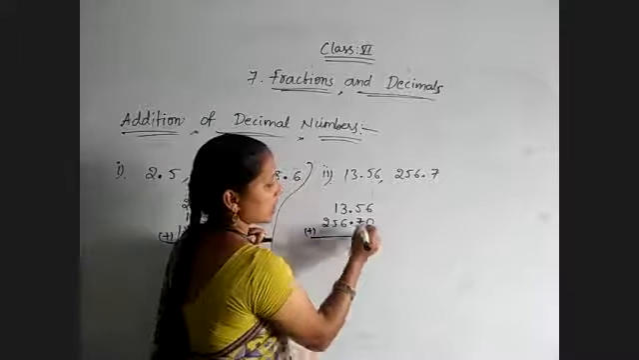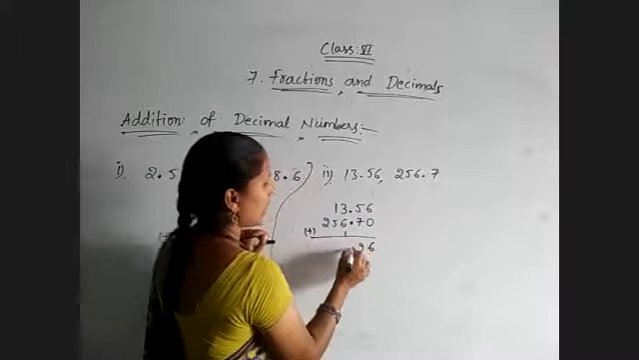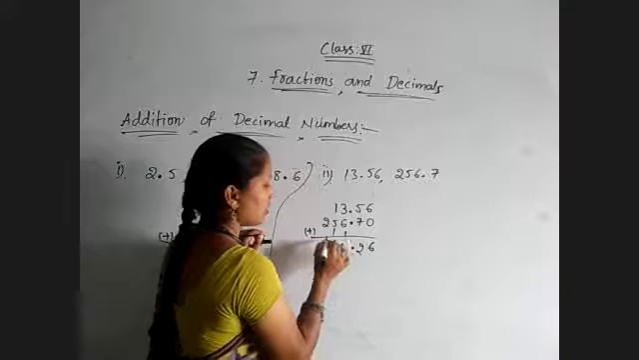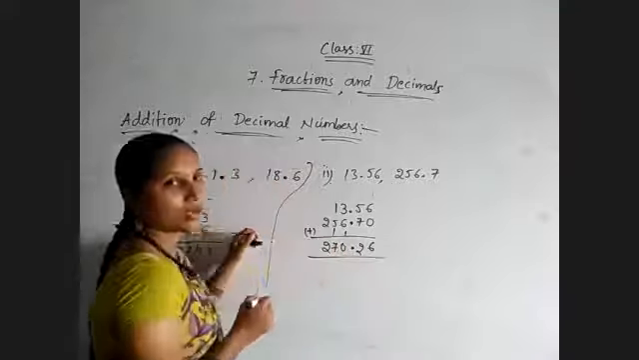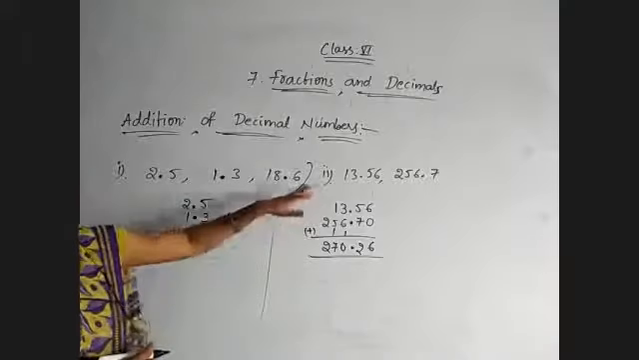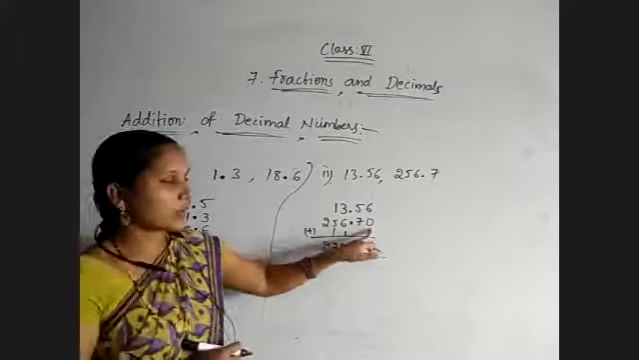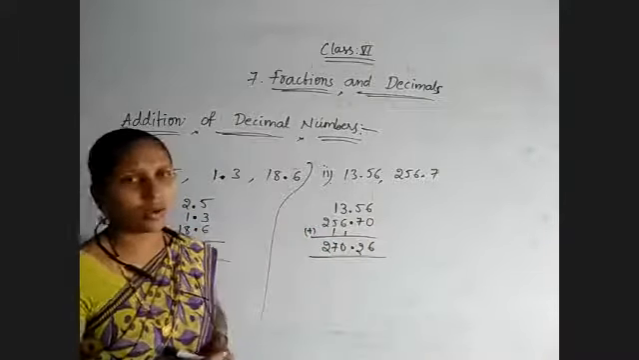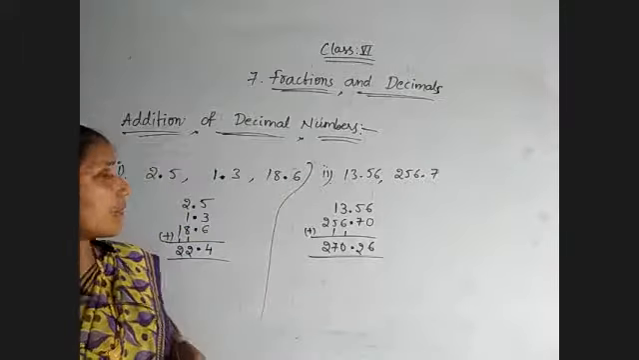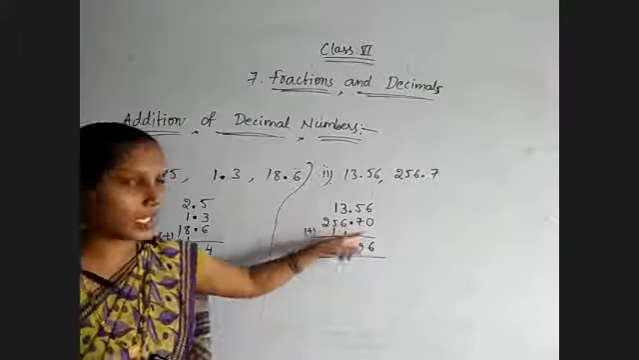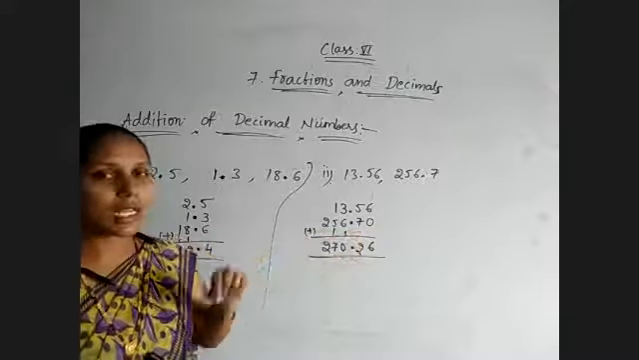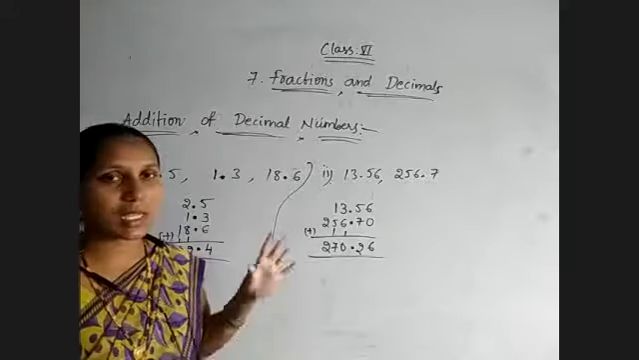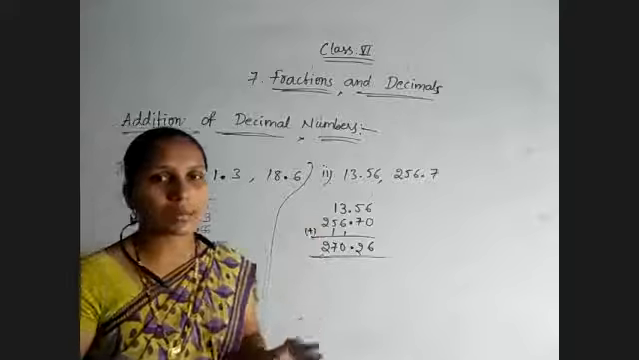6 plus 0, 6. 5 plus 7 is 12. So 2 will come here and carry 1, and point. So 3 plus 6 plus 1, 10. And 1 plus 5 plus 1, 7. And 2. 270.26 is the sum of those two numbers. But if those are unlike, there is no problem. Just we will put 0 for conversion of unlike decimals to like decimals. Okay. Next we will see subtraction. See here, if you are not converting unlike decimals, there is no problem in addition. But in case of subtraction, compulsorily we must convert unlike decimals to like decimals. Okay.